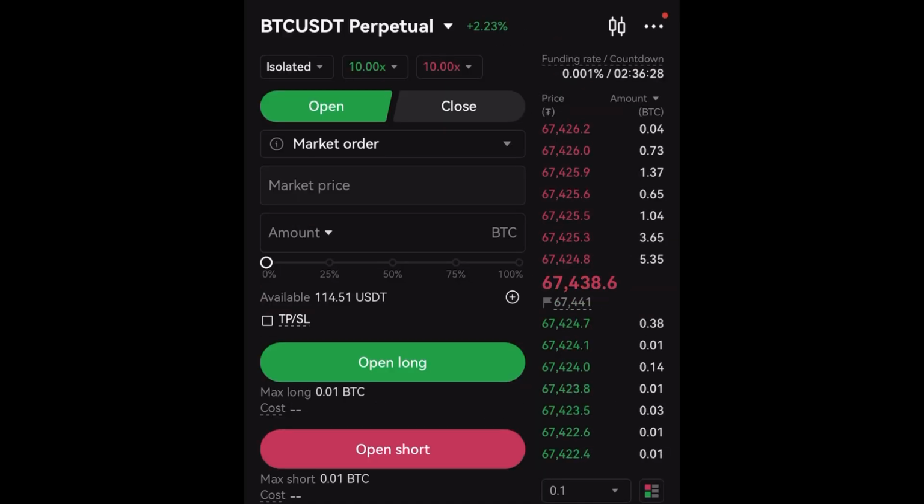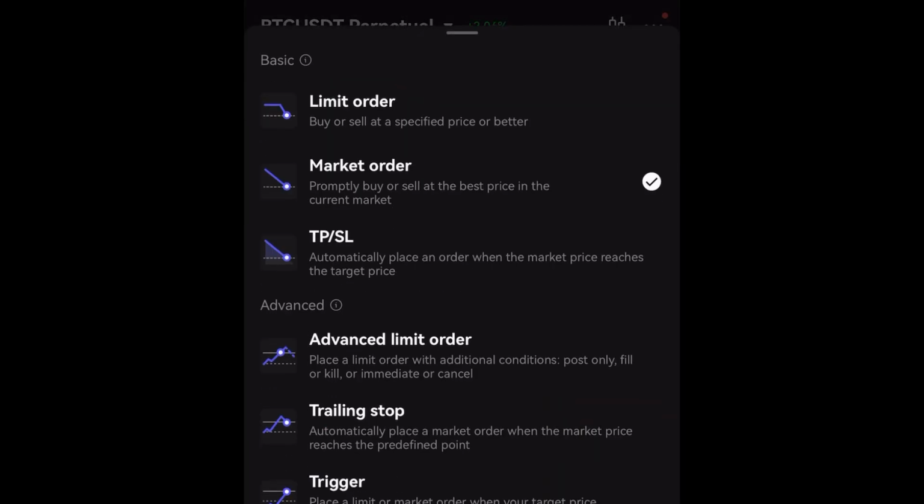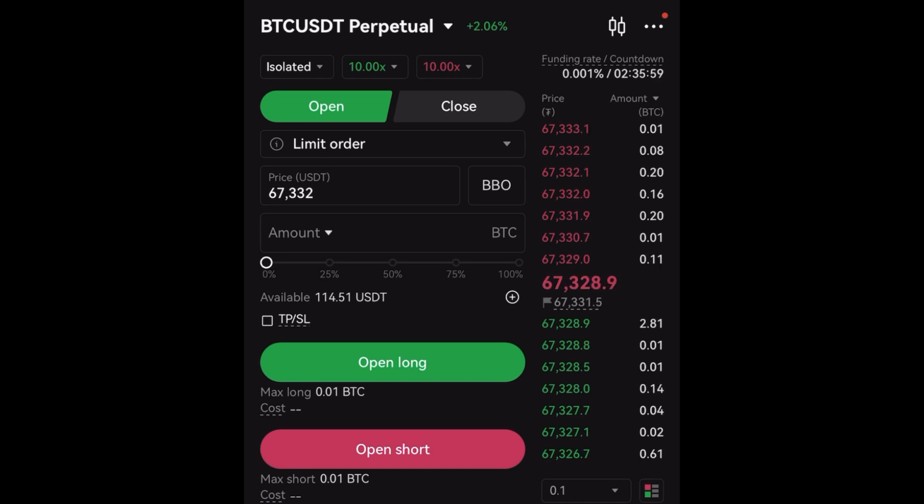The green one is for long, the red one is for short. So you select the leverage you want to use for both, whether you are longing or shorting. After selecting that, you select the order type, which is usually the market order for me. Sometimes I use limit order too. Market order simply means you are entering the market at the current available price in the market. Limit order simply means you want to enter the market at a price that the market has not reached. So let's say you want to enter a long for BTC at 66,000.